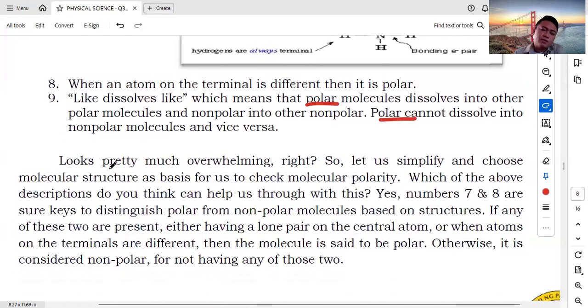Okay, so it looks pretty much overwhelming, right? So let us simplify and choose molecular structures as basis for us to check molecular property or its polarity. So which of the above descriptions do you think can help us with this? Is it an item from items 1 up to 9? Most likely, items 7 and 8 are sure keys to distinguish polar and non-polar molecules based on structures.